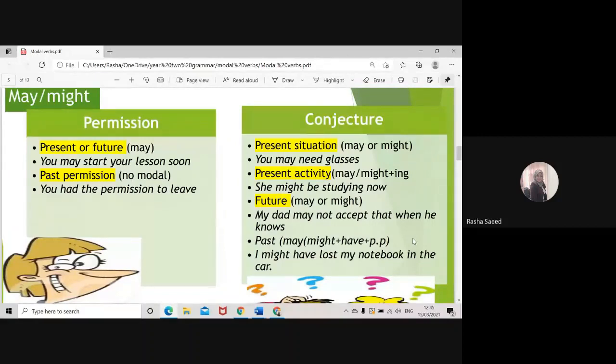For instance, I might have lost my notebook in the car. I might have forgotten my glasses at home. It might have been stolen in the supermarket. Okay, let's go back to the examples.